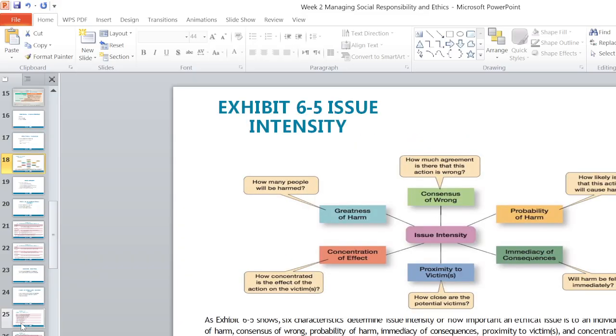We have the issue intensity, which is basically how intense this issue is: how many people are involved, how great is the harm that is going to be done, who is going to be affected, and how immediate the consequences will be. For example, if there's harm, is it going to happen right away when you make this ethical or unethical behavior, or is it not going to harm you in any way? How likely is it that this action will cause harm? Who will it happen to? How fast is it going to happen? How intense is it going to be?